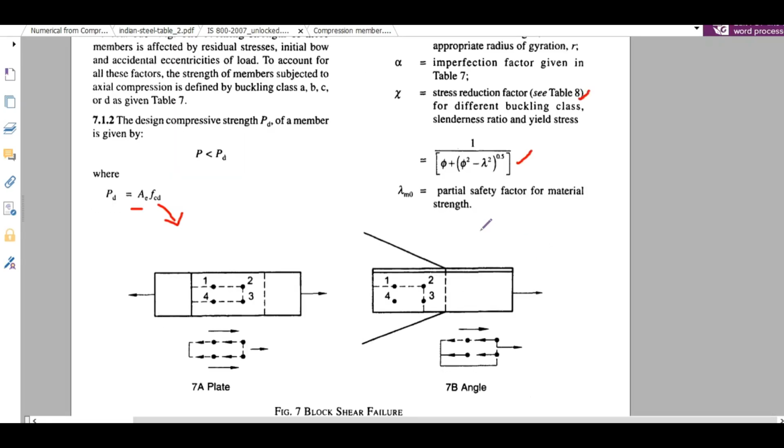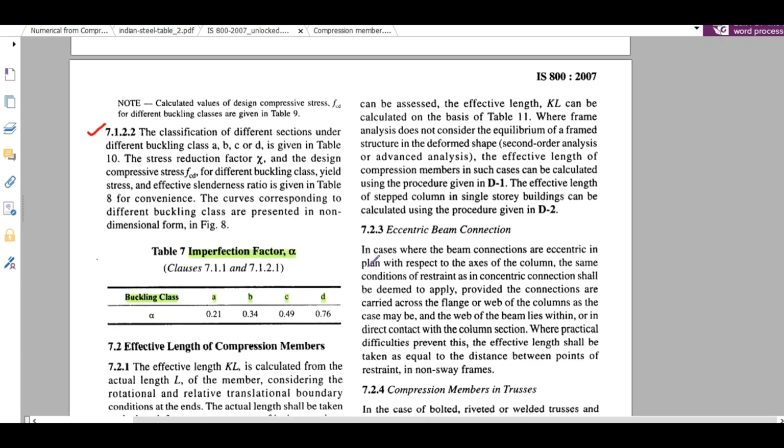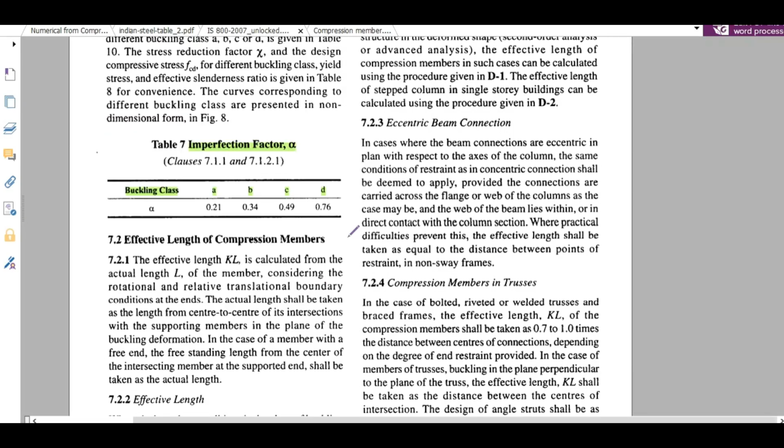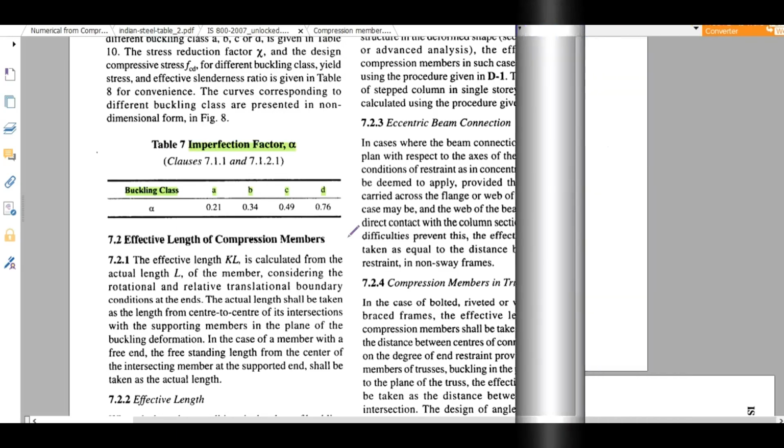In the next lecture we'll go to a detailed discussion of the procedures to design the compression member, and we'll solve numericals.